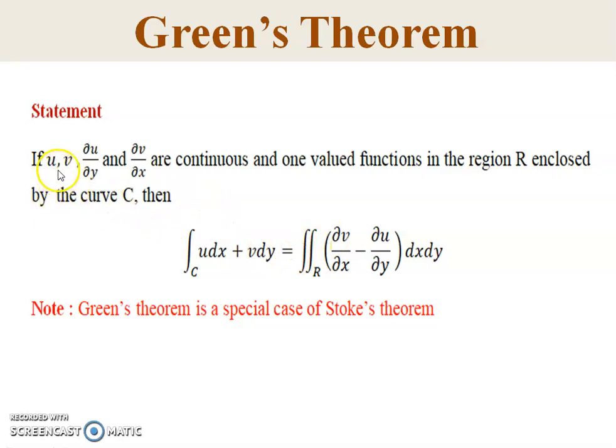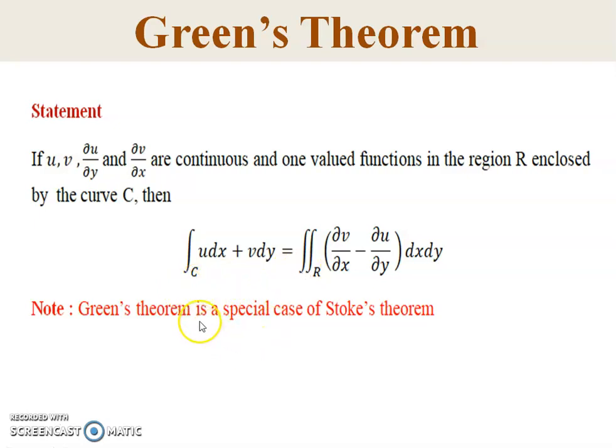Here u and v are functions of x and y, and ∂u/∂y and ∂v/∂x are partial derivatives. There are no vector functions here, only scalar functions. The integral over C of u dx plus v dy equals the double integral over R. C is a closed curve, and R is the region covered by the closed curve C.